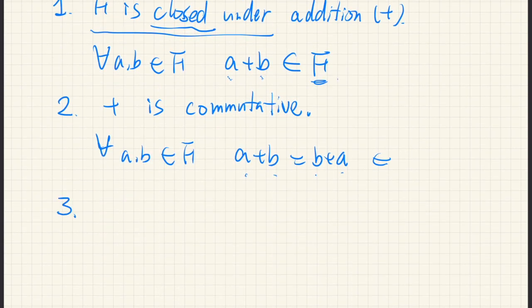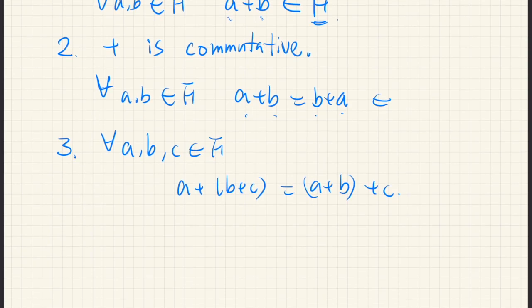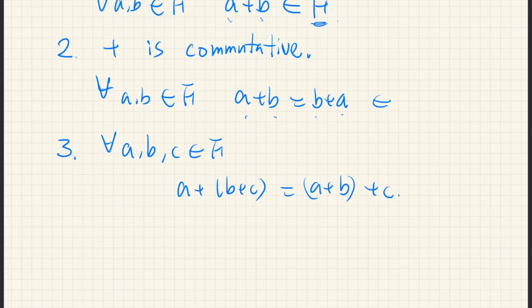And 3. Associative. So for any elements A, B, C of F, we have associativity. That is (A plus B) plus C is equal to A plus (B plus C). So that means how we add elements doesn't matter. It always gives the same result, irrespective of the order of addition.